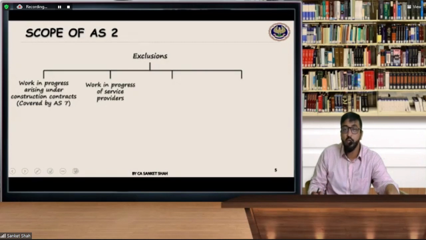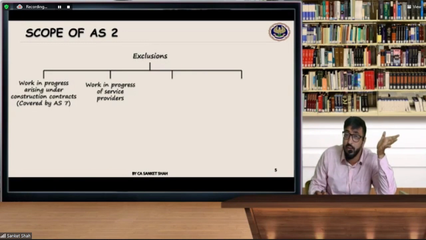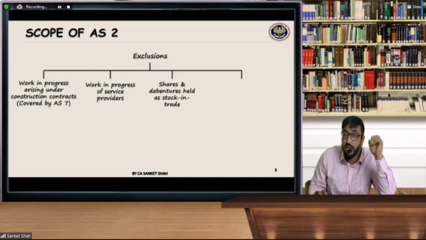Work in progress of service providers. Sir, service providers, inventory, raw material, WIP and finished goods. So if a service provider has any WIP, that is not covered here, because the guidance note will take care of the service providers' work in progress.